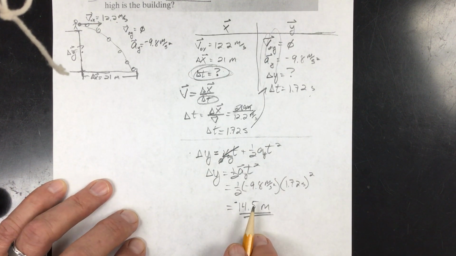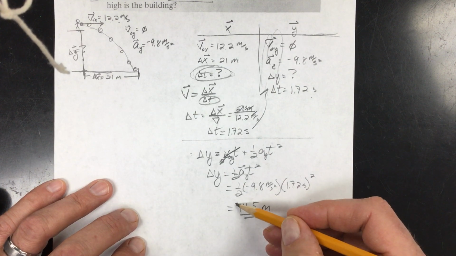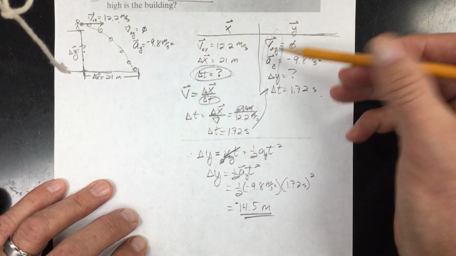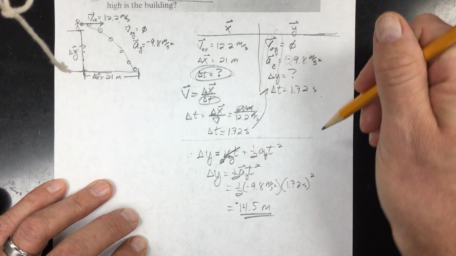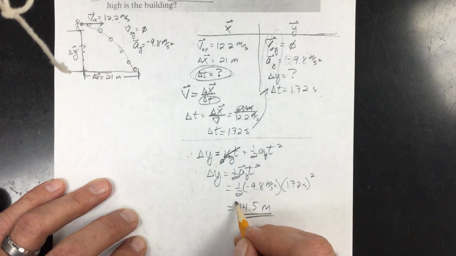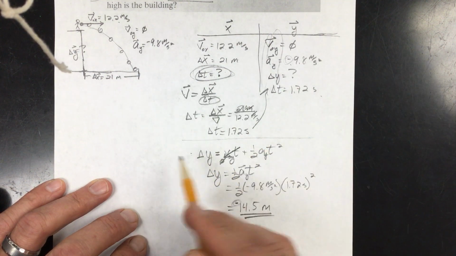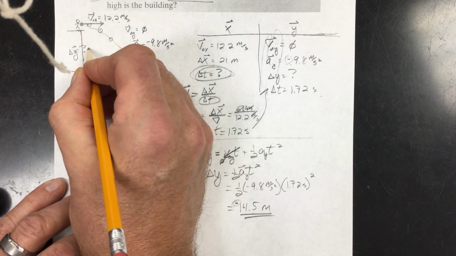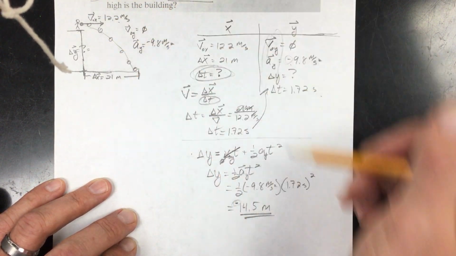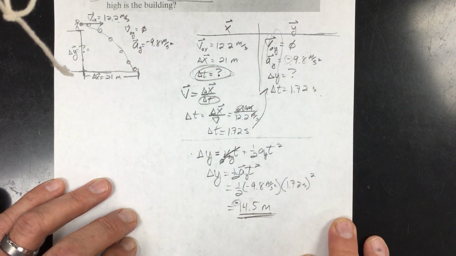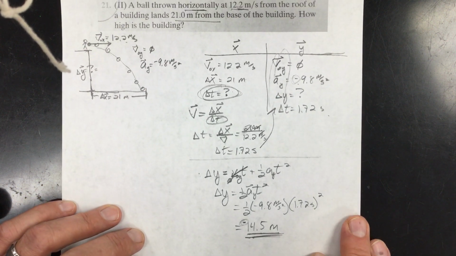What does that mean? Remember, positive and negative just tell us direction. By calling negative down, by saying that the acceleration of gravity is in the downward direction, I'm saying that anything with a negative sign is downward. So what was the displacement? The displacement was 14.5 meters down from where it started. All right, final answer. Let me know if you have any questions.